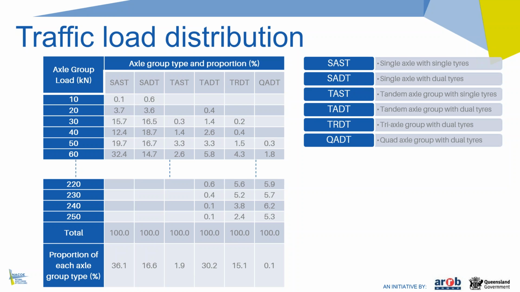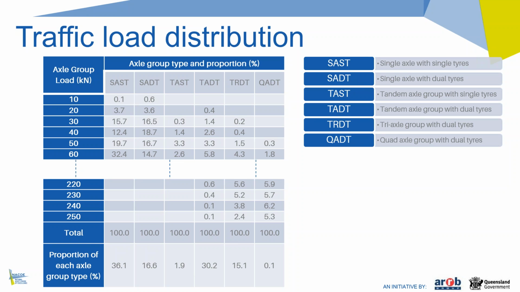The traffic load distribution comes from weigh in motion data, and it describes the distribution of axle group loads using a particular road. So for example, if you look at the table on the left-hand side, in say the middle column there, TAST, tandem axle with single tyres, going down that column to the 50 kilonewton load bin, we can read off there that I think it's 3.3% of tandem axles with single tyres are in that load category.